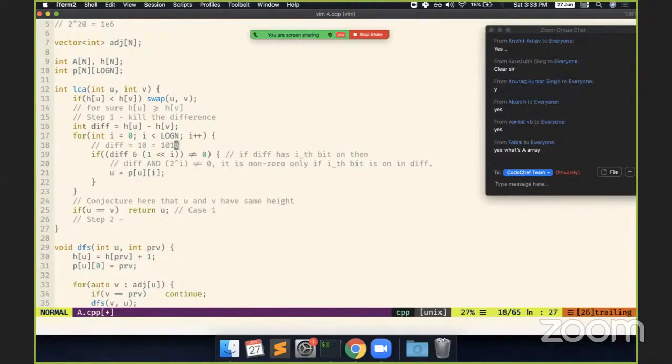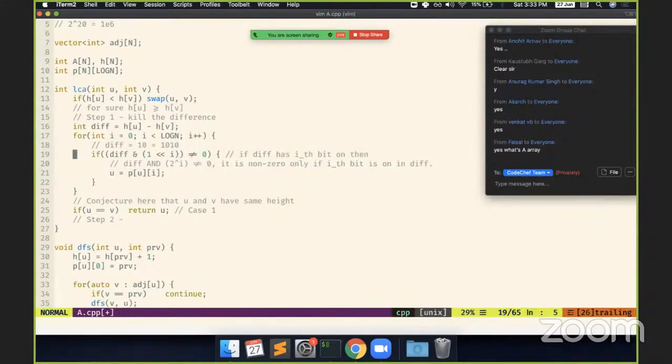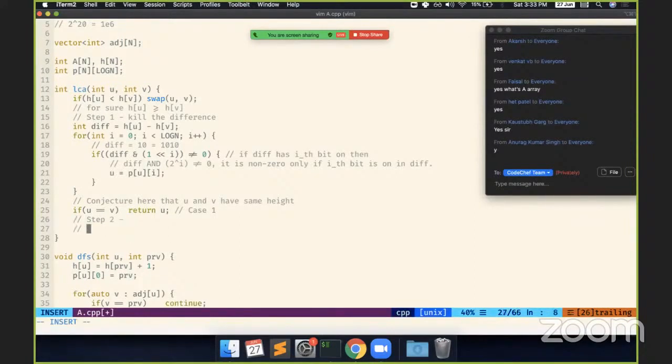Before this, is this portion clear? It's mainly this portion. If it's not clear, please ask in the doubts what the exact doubt is. I'm assuming it's clear. Otherwise, you can just message on the group chat which step is not clear. Is the diff not clear? Is the if condition not clear? Is the I loop not clear?